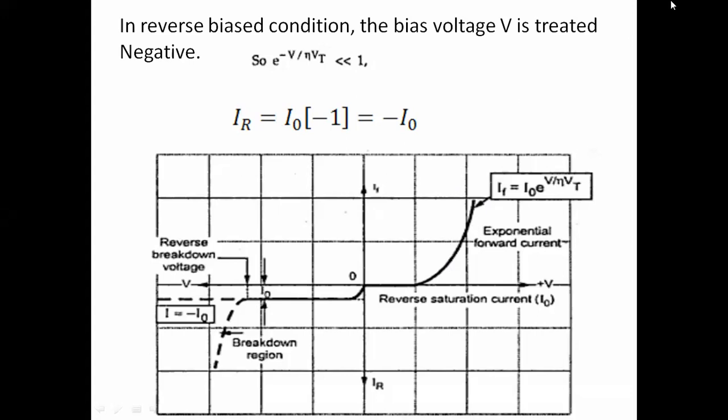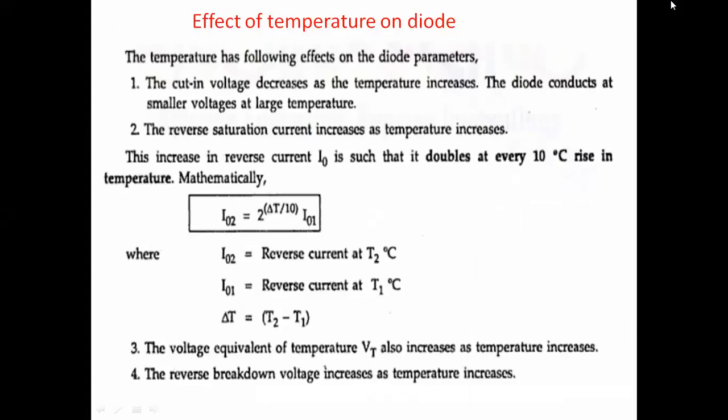Like this we can obtain the PN junction diode characteristics based upon the diode current equation. And you can also check how the diode characteristics change when the temperature changes. First of all, the temperature has the following effects on the diode parameters. The cut-in voltage: in forward bias we have the cut-in voltage, and from that voltage the current rises exponentially.